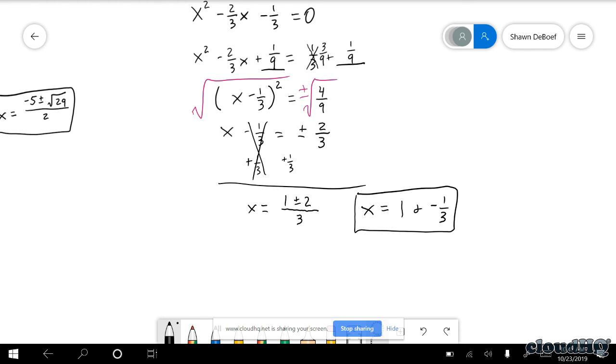Those answers worked out nicely. Guess what that tells me about the problem? It was actually factorable. Factoring might have been a better way to do that problem, but it worked.